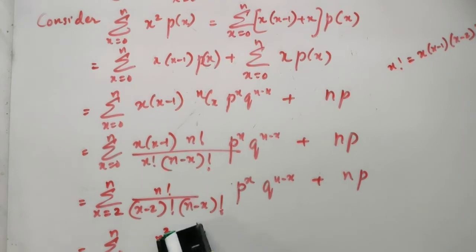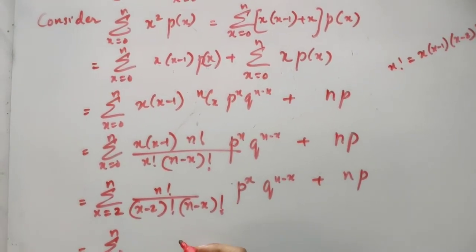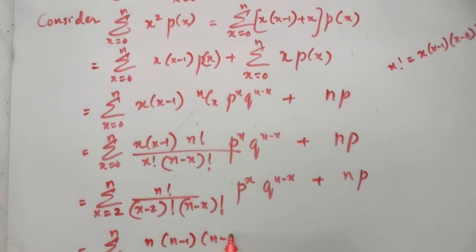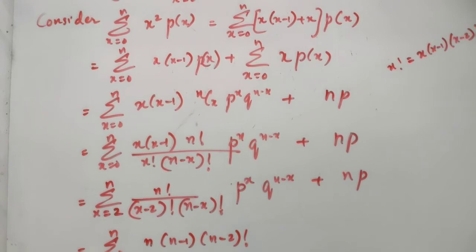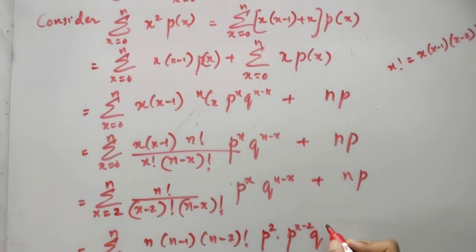Okay, one minute. I can write n as n into n minus 1 into n minus 2 factorial, and because it is x minus 2, I have to go up till that value only. So n into n minus 1 I'll take, separate it. Okay, and this p I can write as p square into p raised to x minus 2, and q I can write as q raised to n minus 2 minus of x minus 2.